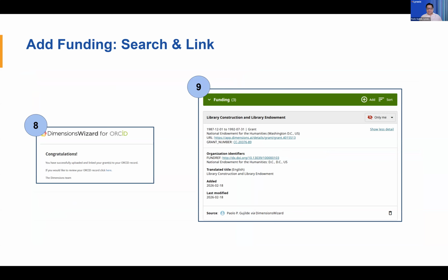And here, the last step, you will go back to your ORCID record, and that's what it would look like. This is the information that's grabbed from the Dimensions Wizard database and added to your ORCID record: the grant title, the funder, for example, information about the funder, and if there's a grant ID number, that will be available there as well. So that's the funding section of the ORCID record. And again, you could also add funding using a manual entry in your ORCID record.